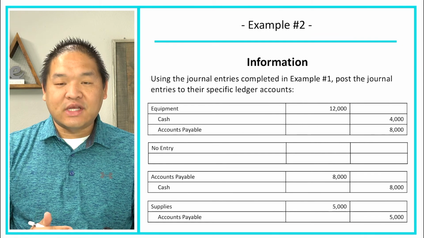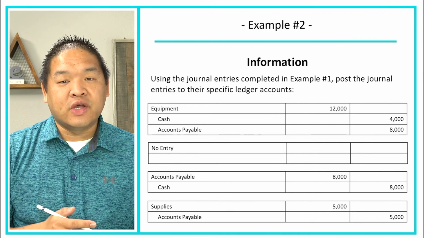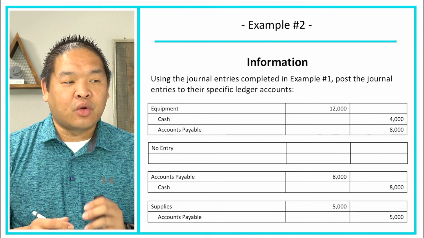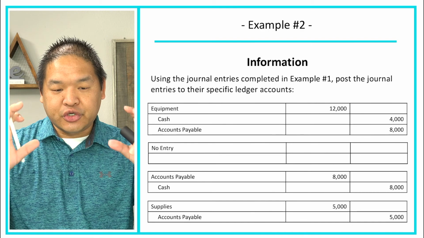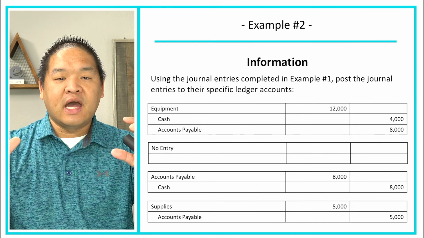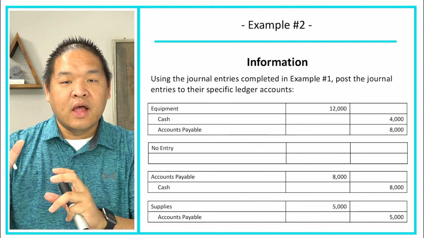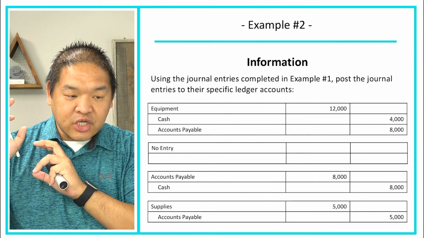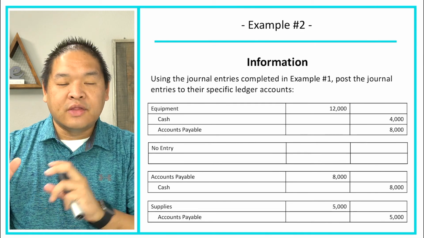These are the journal entries that we completed in example 1. We are now going to post these journal entries to the actual ledger, remembering that we do journal entries in the general journal or subsidiary journal. And then once we've done that, we post them or move them to the ledger accounts for each account. So that's what we're doing here.